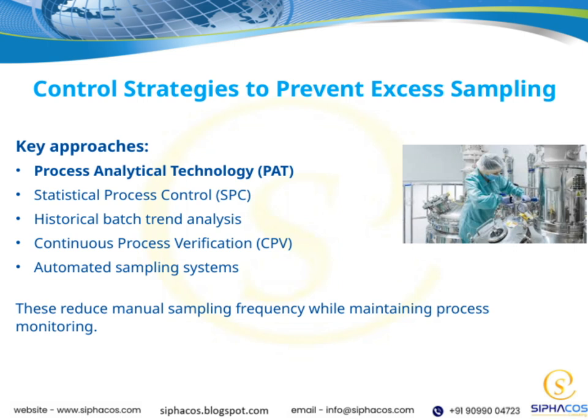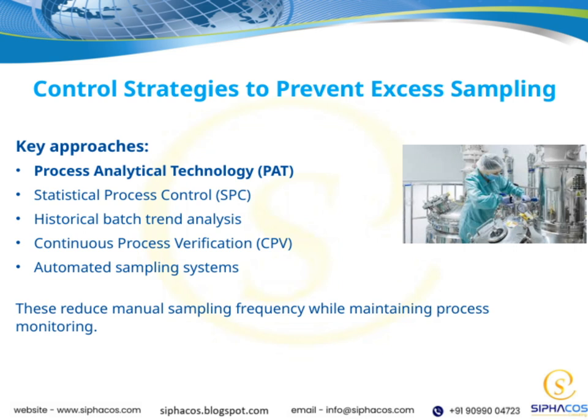First up is Process Analytical Technology, or PAT. PAT allows us to analyze our processes in real time, providing immediate insights without waiting for traditional lab results. Then we have Statistical Process Control, or SPC, which uses statistical methods to monitor process stability and detect any variations early on. Next, there's Historical Batch Trend Analysis. By reviewing past batch data, we can identify patterns and anticipate issues before they happen, making our process more proactive.